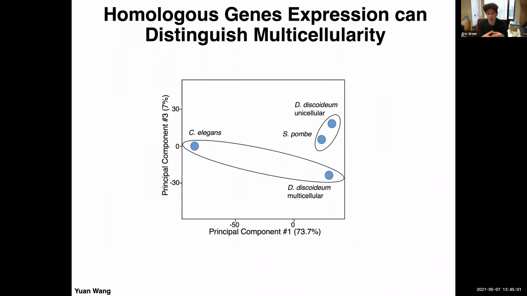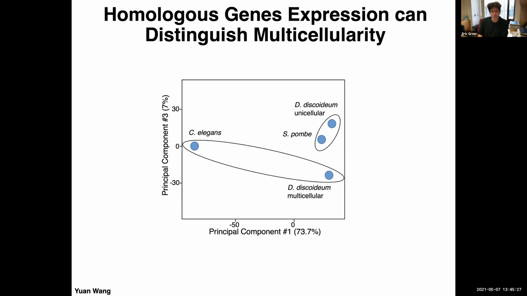So first Simon looked at gene expression of these 2,500 genes in the unicellular and multicellular Dictyostelium and performed a principal component analysis with C. elegans and S. pombe. And what he found was that by the third principal component, the unicellular Dictyostelium clustered more closely to S. pombe than it did to the multicellular Dictyostelium, suggesting that these 2,500 genes might indeed be important for multicellularity.